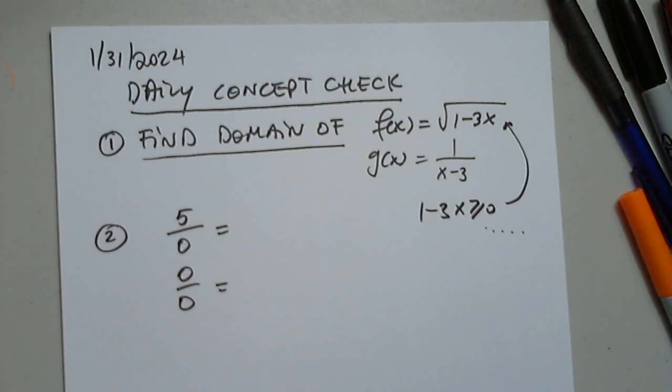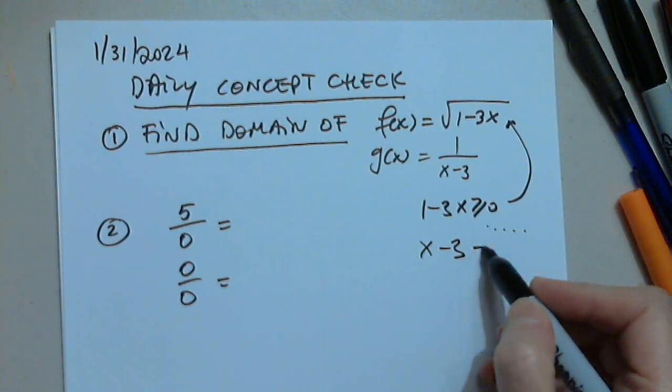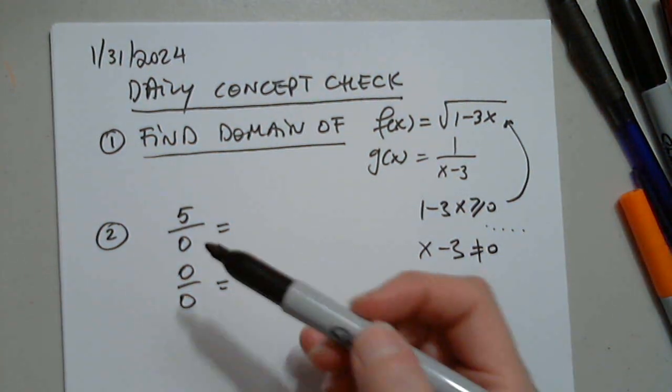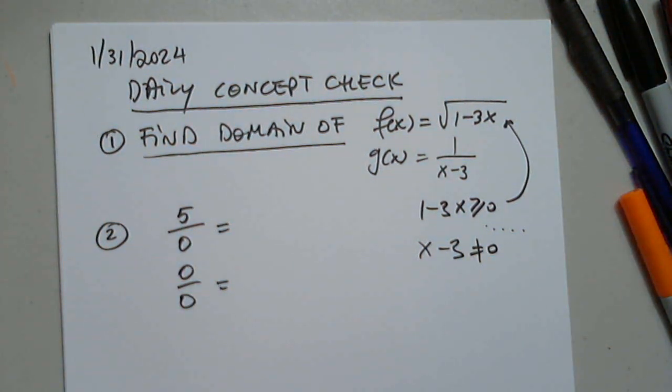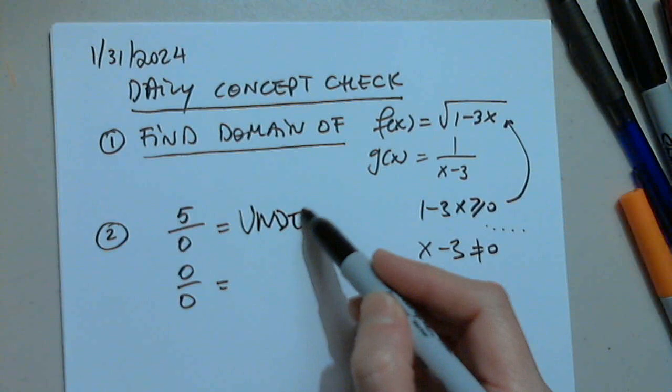Anyone? X minus 3 is not equal to 0. Good. Perfect. What about 5 over 0? What does this mean? Undefined. Very good. Excellent.